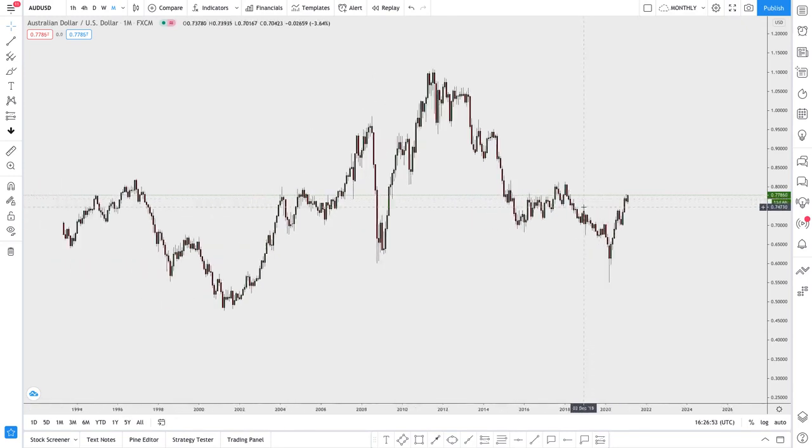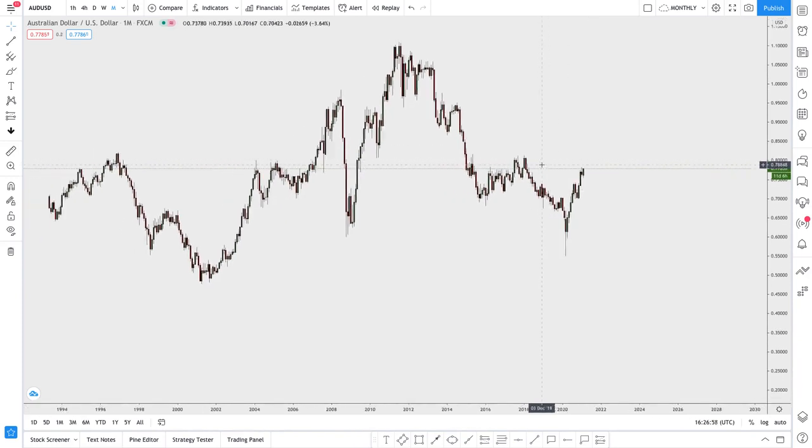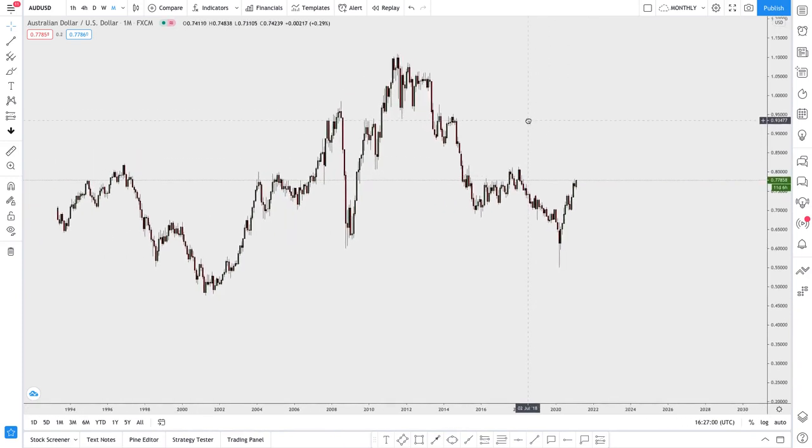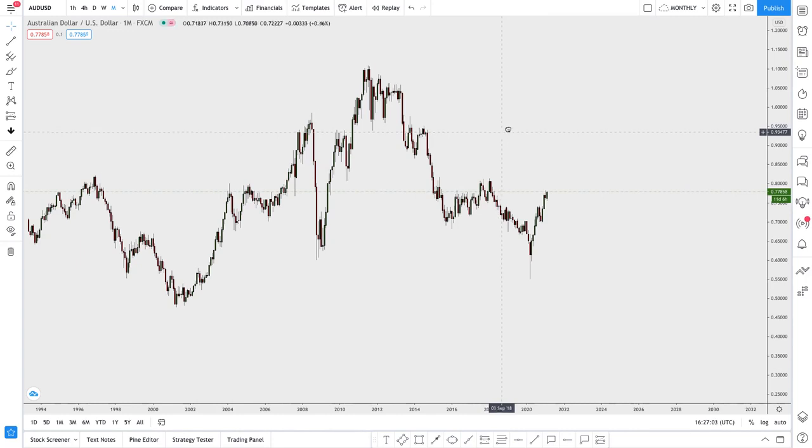In this particular module, I'm going to be citing more examples. That's exactly what I'm going to be doing here, so that you guys have a better understanding as to how to go about plotting your key levels.